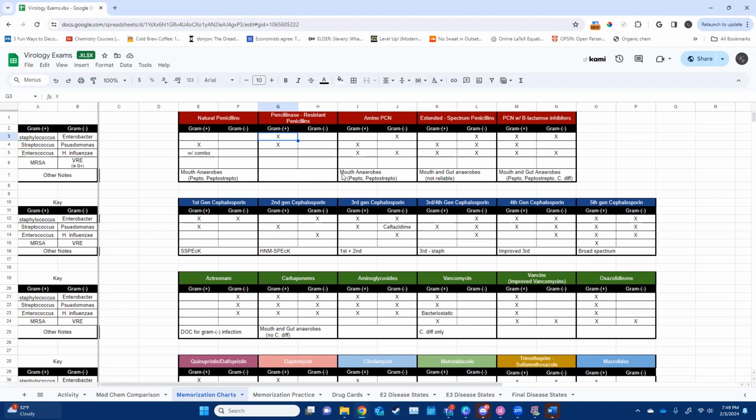It also helps you keep things in perspective about how things change as the different generations go on, right? So for example, first generation cephalosporins, staph, strep, enterobacter. Then you have 3, 4, that sort of thing.